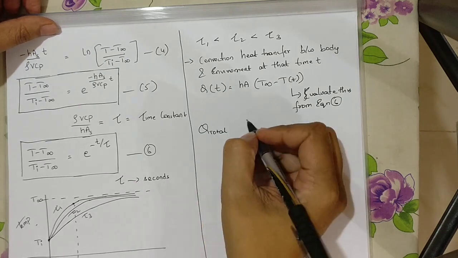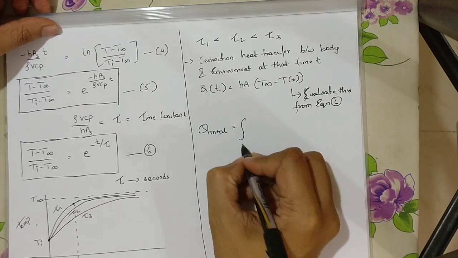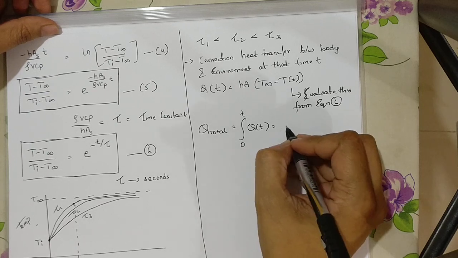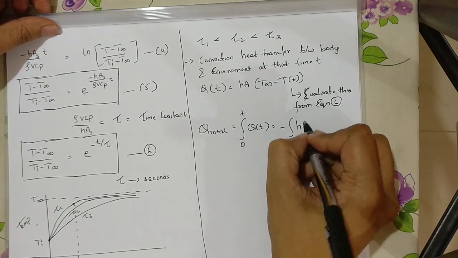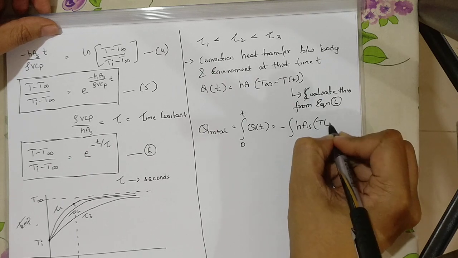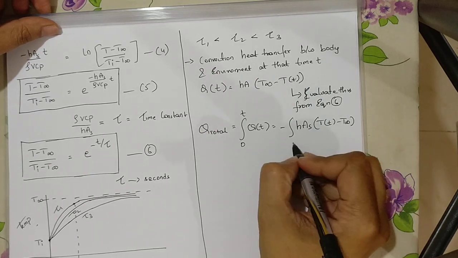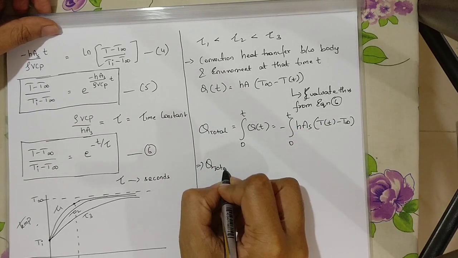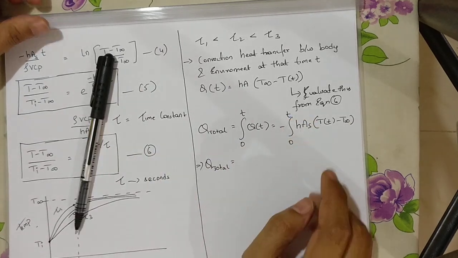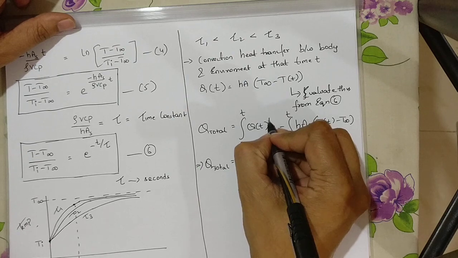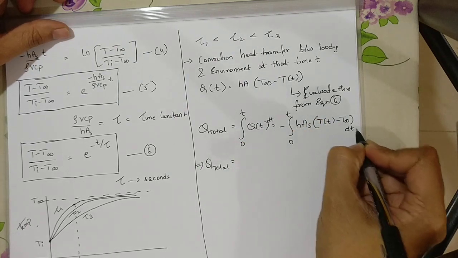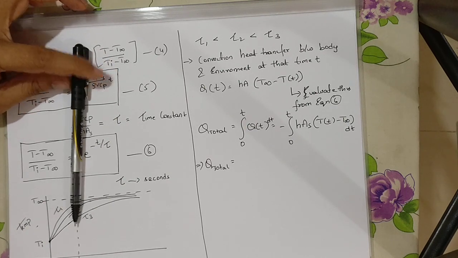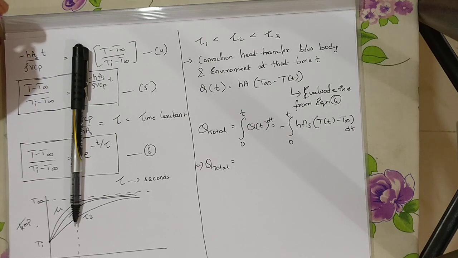Now if you want to find the total heat transfer, this is important. How to find the total heat transfer? Total means summation over all the times. So Q total is equal to minus hAs times the integral from 0 to t of (T of t minus T infinity) dt. Now you must be thinking, where is t here? How would we integrate this, right? How to integrate this now?